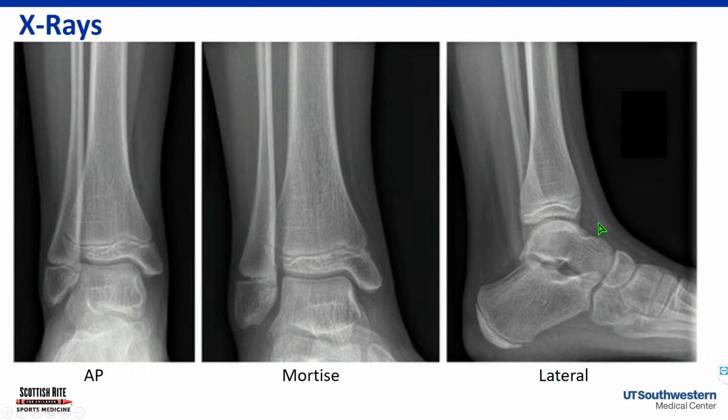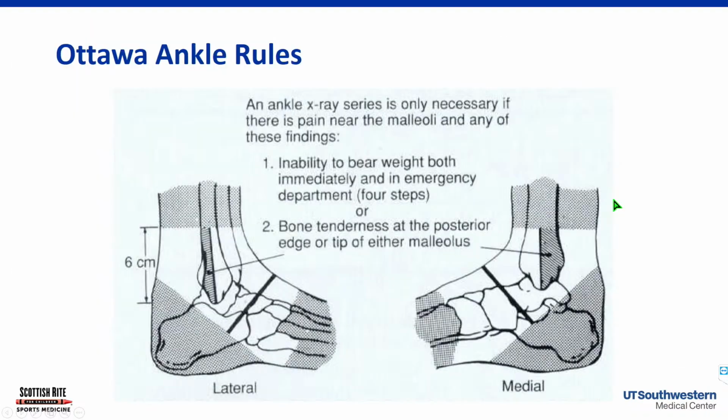And so that's something else that we can see on X-rays. In general, this is one commonly used clinical decision rule. It's called the Ottawa ankle rules. It's been very well validated, and it has been validated in the pediatric population, so it can be used in the adult and the pediatric population.